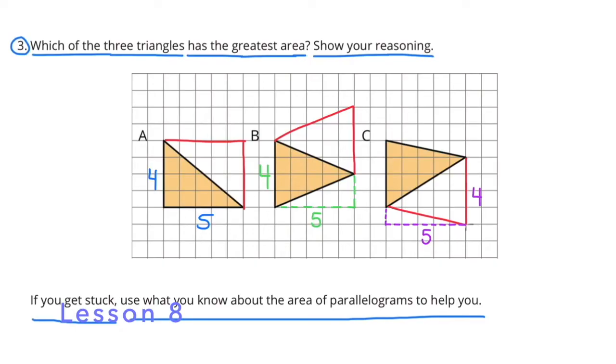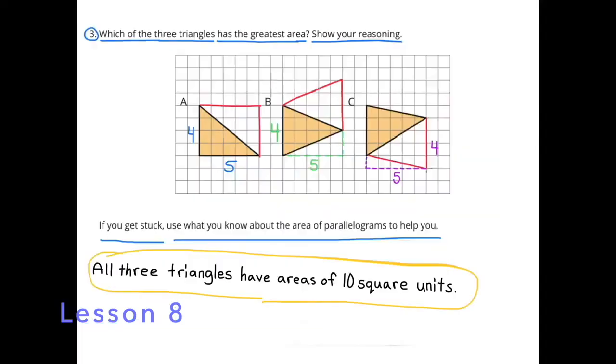They all have a base of 5 units and a height of 4 units, which is an area of 20 square units. So all the triangles would have an area of 10 square units. It turns out that neither of the 3 triangles has the greatest area. They all have an equal area of 10 square units.